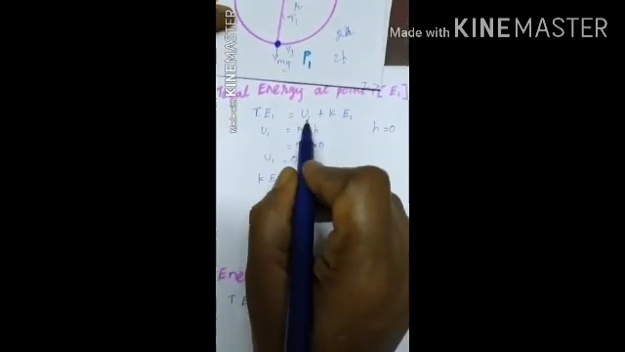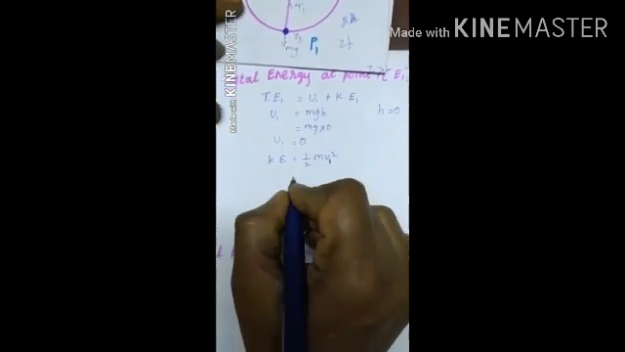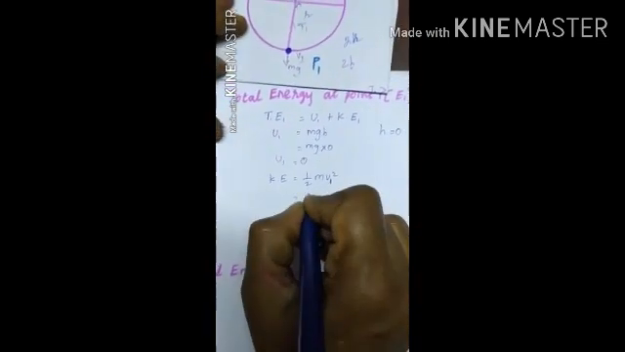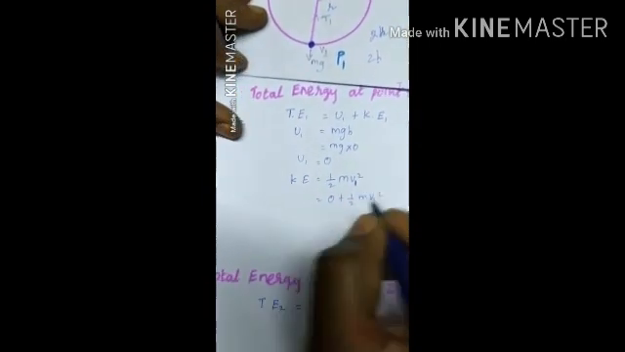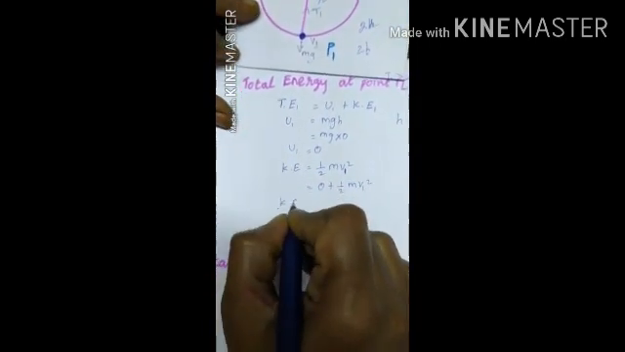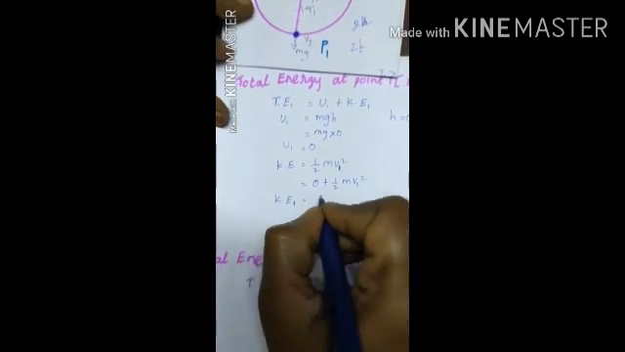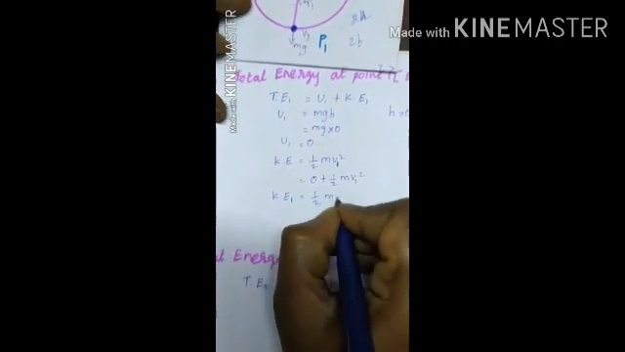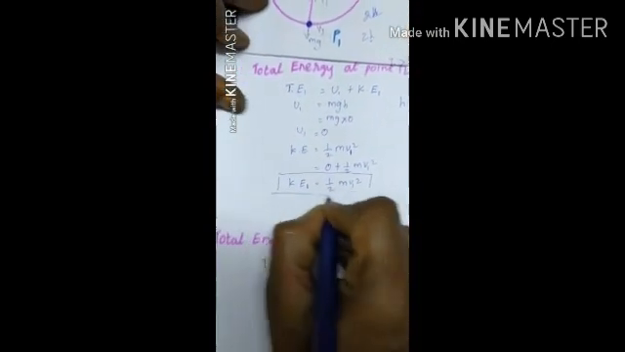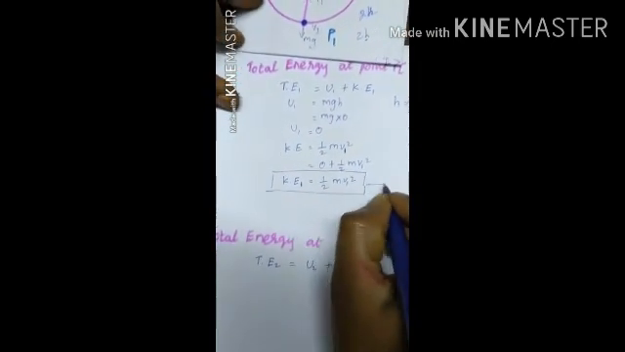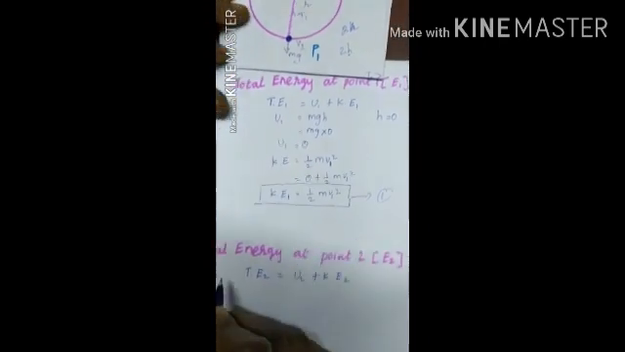So total energy is equal to potential energy plus kinetic energy. Here potential energy becomes 0 plus kinetic energy is 1 by 2 m v1 squared. So total energy at the point 1 is equal to 1 by 2 m v1 squared. So this is E1, the energy at the point 1. This is our first equation.